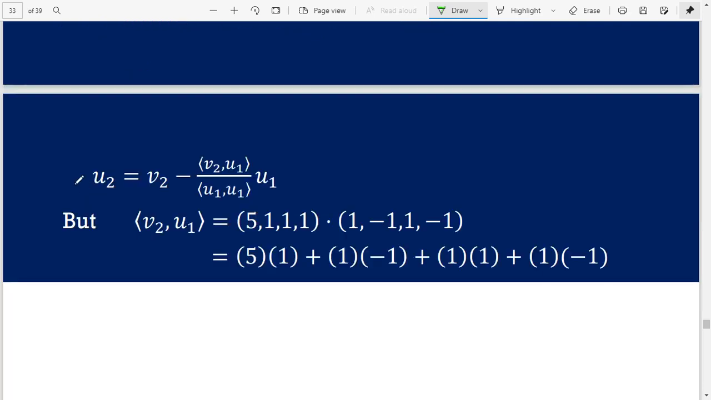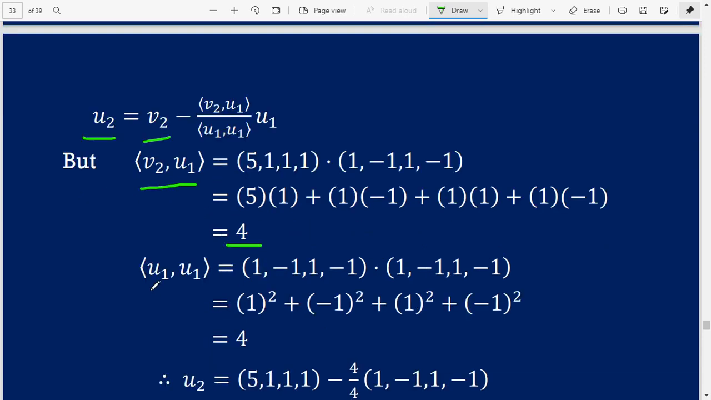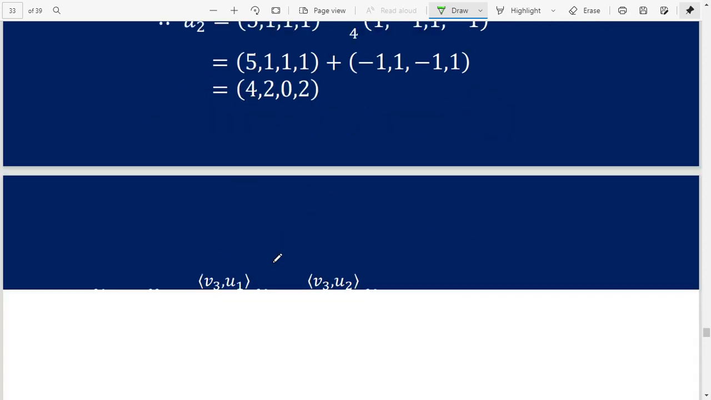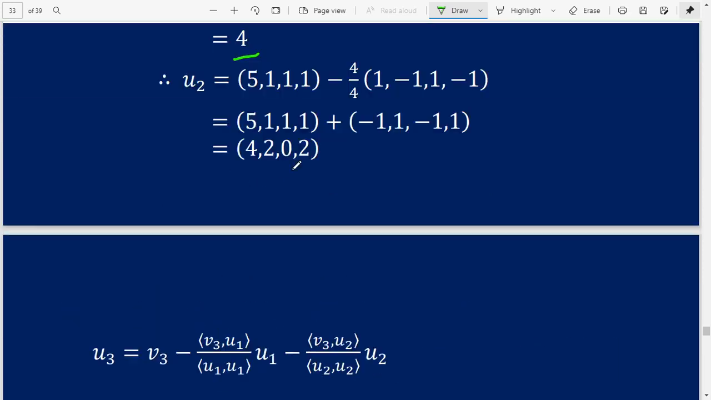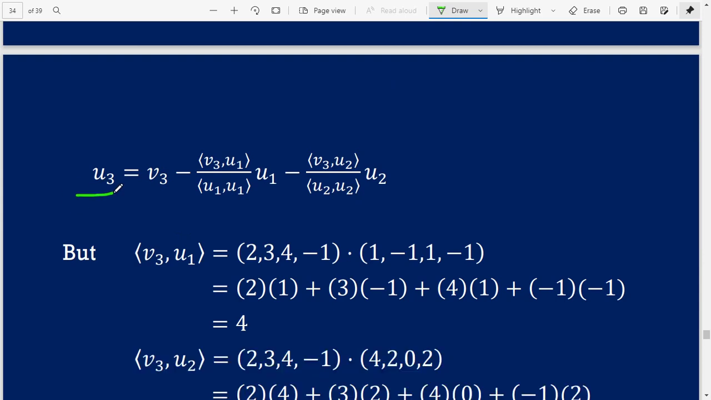Now we find U2 using this formula. We have V2, we find the inner product V2 with U1, we get this; inner product U1 with U1, we get the value 4. So putting this value in U2, we get the value 4, 2, 0, 2. Now we find U3.